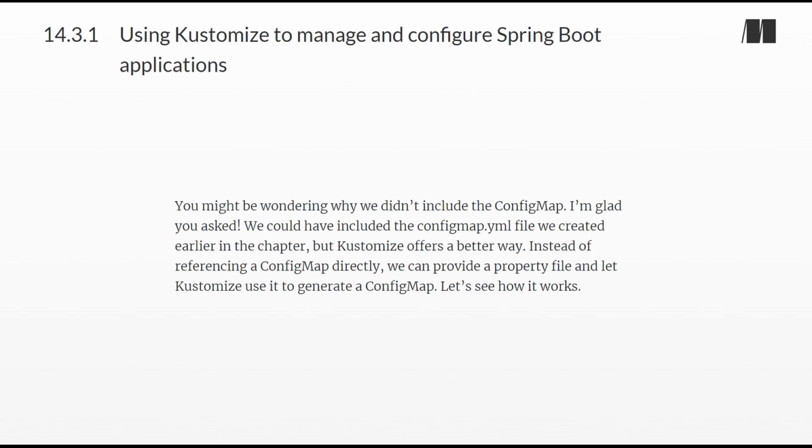You might be wondering why we didn't include the config map. I'm glad you asked. We could have included the configmap.yml file we created earlier in the chapter, but Kustomize offers a better way. Instead of referencing a config map directly, we can provide a property file and let Kustomize use it to generate a config map. Let's see how it works.